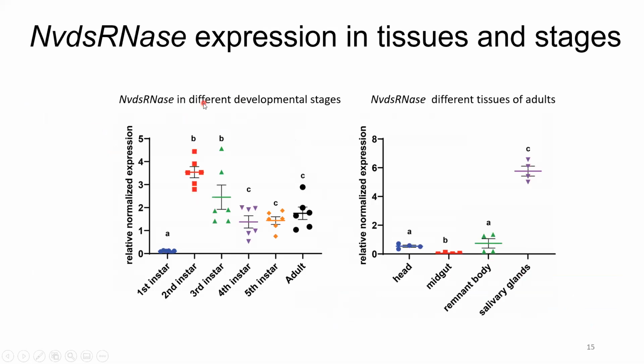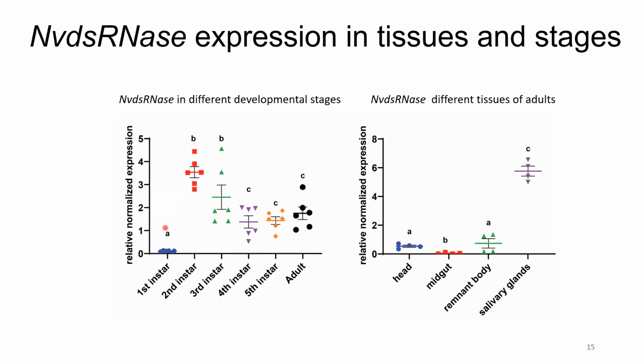So in the developmental stages, we can see that in the early instar, particularly second and third instar, there is a higher expression level. But when it goes to the later developmental stages, then the expression level becomes more stable. But if we look at the first instar, it is significantly lower than all other stages.